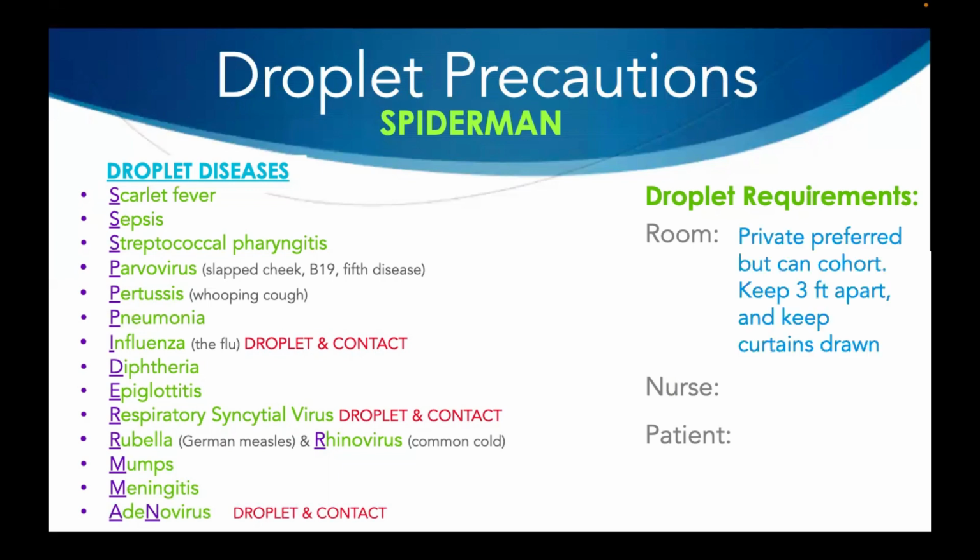So droplet precautions. What type of room is preferred? A private room is preferred. However, they can have a cohort, which is a roommate with the same infection. We have to keep them 3 feet apart and keep the curtains drawn to separate them. But if a private room is available, that would be preferred.